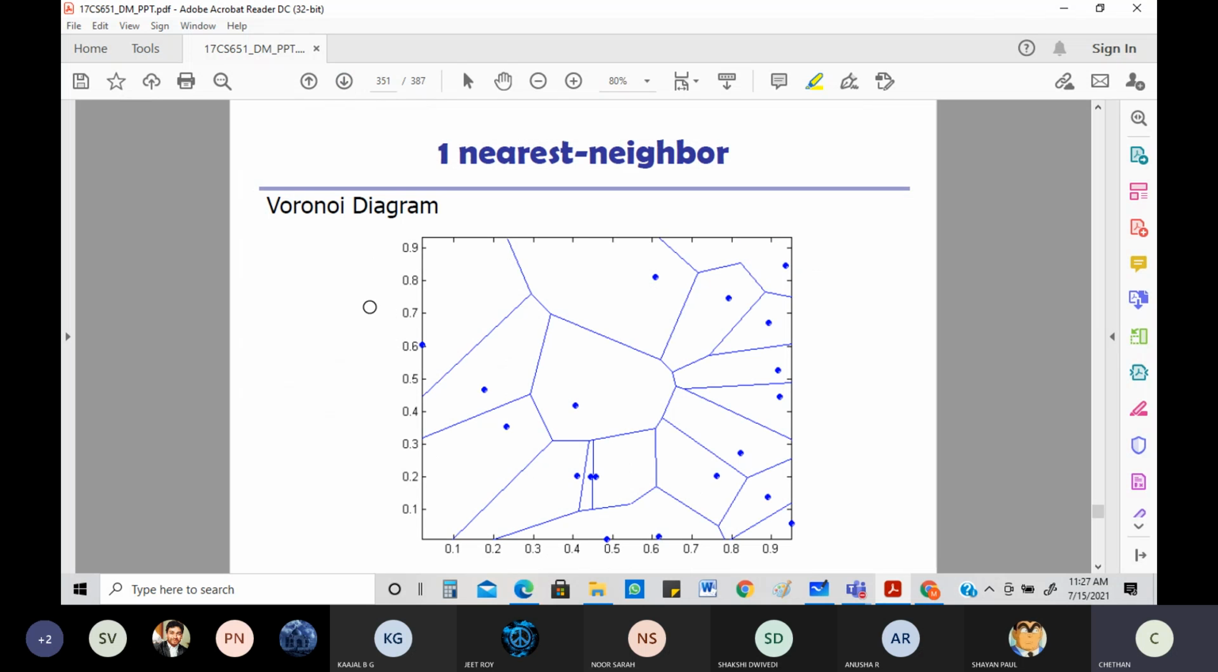Okay, now what is the next thing? The Voronoi diagram of it, which is nothing but a one nearest neighbor. Okay, what is a Voronoi diagram? We're going to see that later.